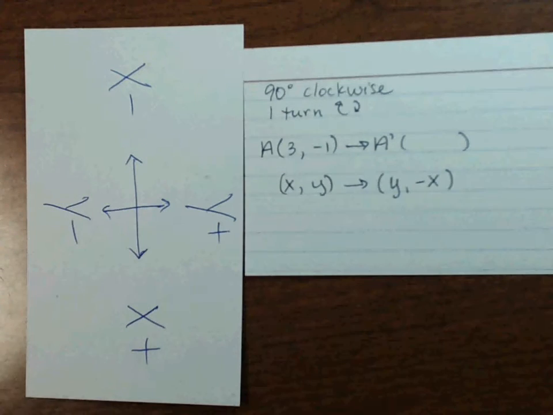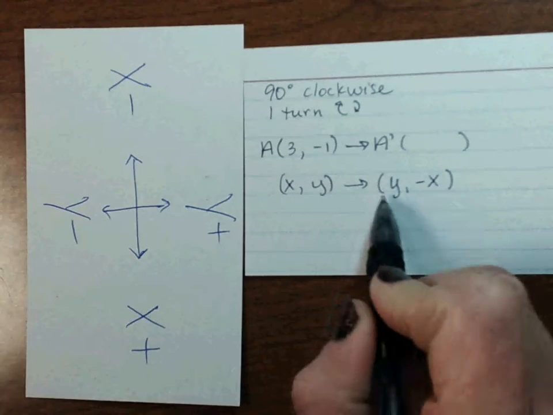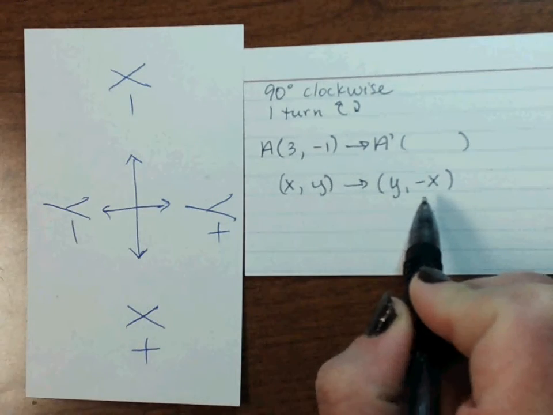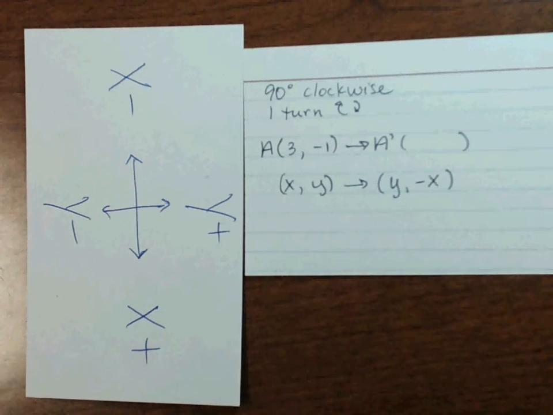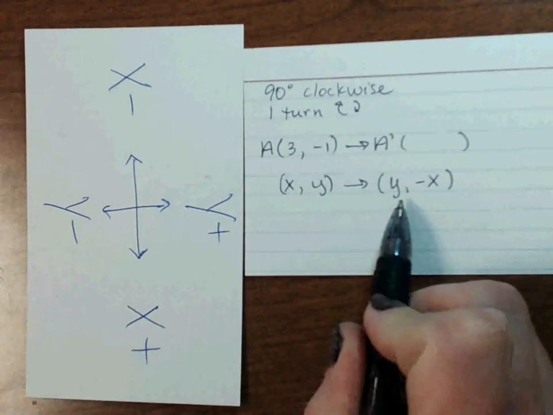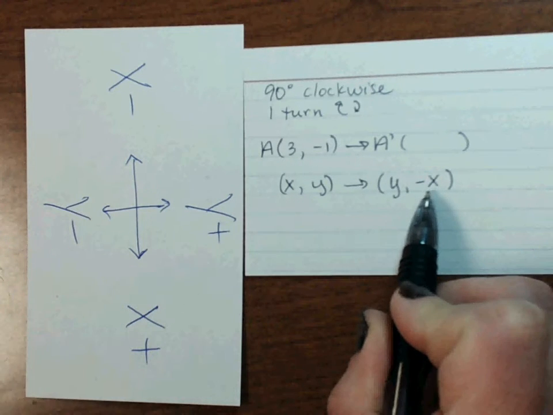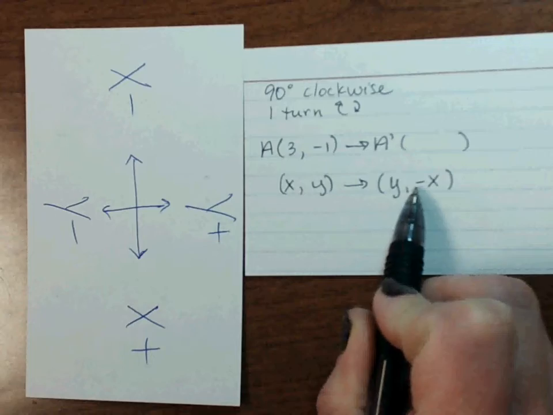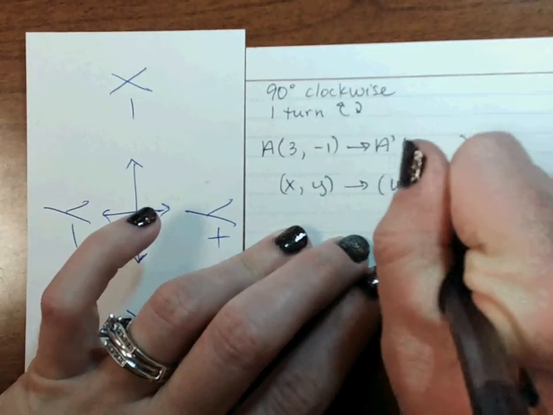Now what's special about rotations is when you are looking at these rules, you're going to notice there's always going to be 2 changes. So rotations change two things. In this case, the first change is that x and y traded places. The second change is that the x value had to change sign.